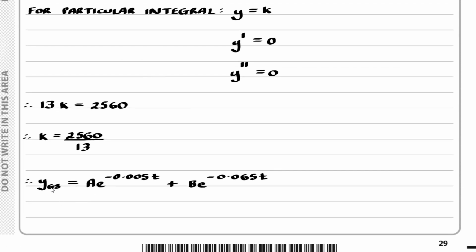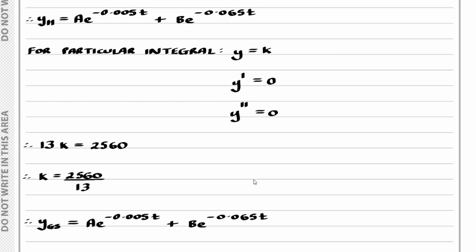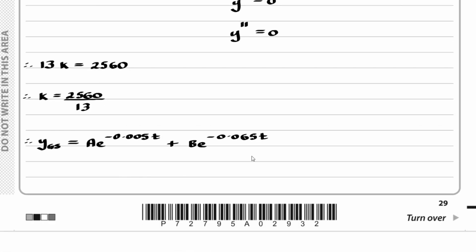Which means our general solution is a sum of the homogeneous solution ae to the minus 0.005t plus be to the minus 0.065t, and then we add on our particular integral. Our particular integral is y equals k, and we know what k is, so we add on to this 2,560 over 13. This is our general solution.